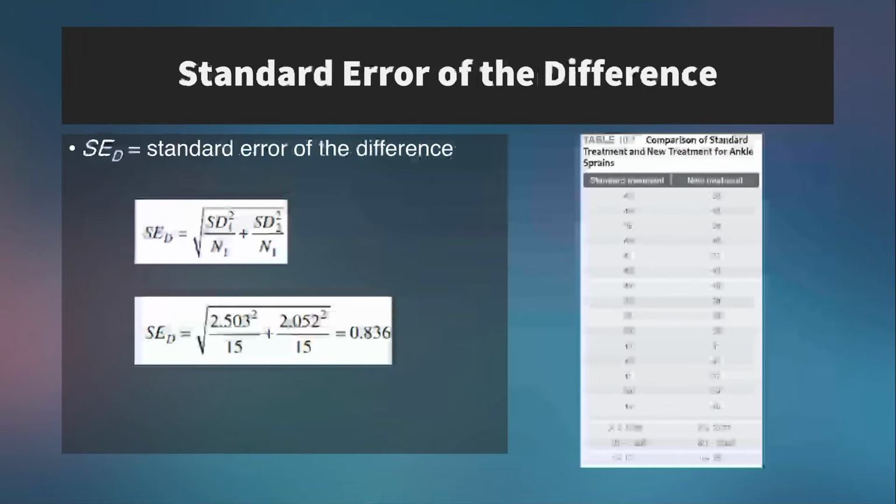So this athletic trainer would gather two different groups of people, sprain all of their ankles, treat one group in the standard way and one group in the new way, and measure ankle swelling before and after those treatments just to see if there was a difference.